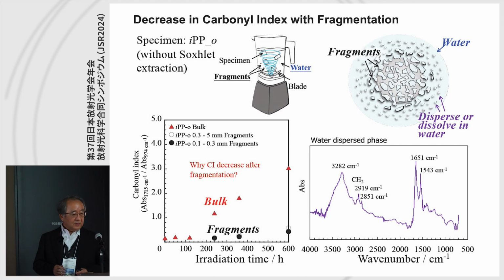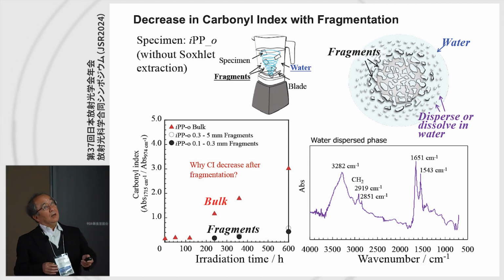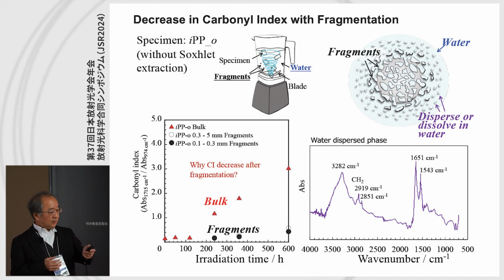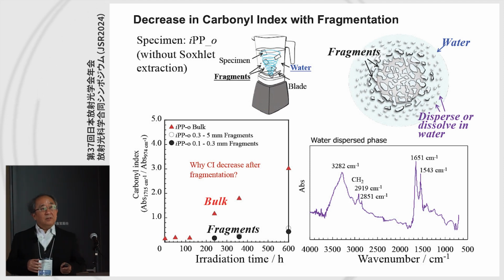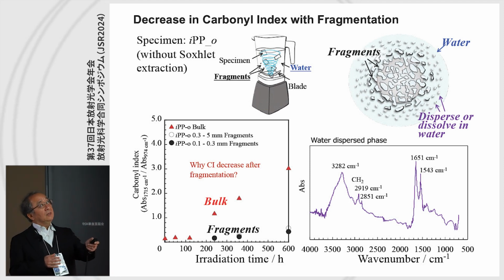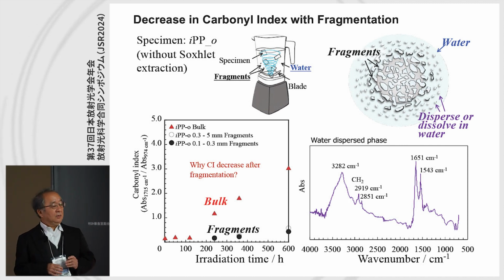So one of the things that we observed is the carbonyl index of the fragment, before the fragmentation. The bulk phase has a very high carbonyl index, but the fragments show very little. So we tried to measure the aqueous phase by IR. They have a very different, highly oxidized polymer in the aqueous phase. This means that the surface is degraded, and this has been dispersed in the aqueous phase.